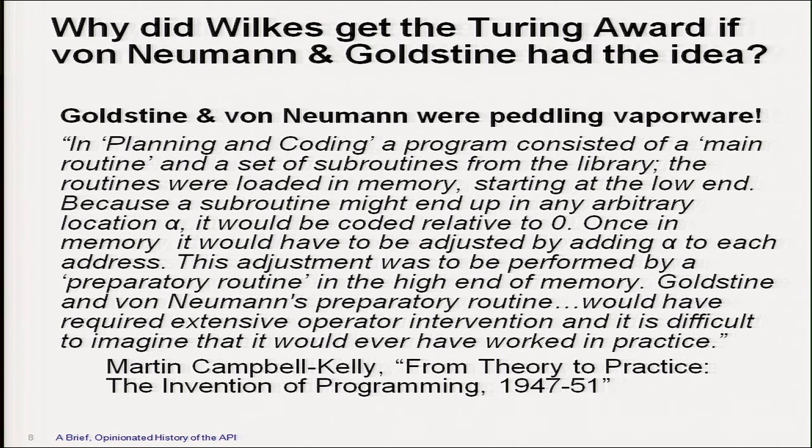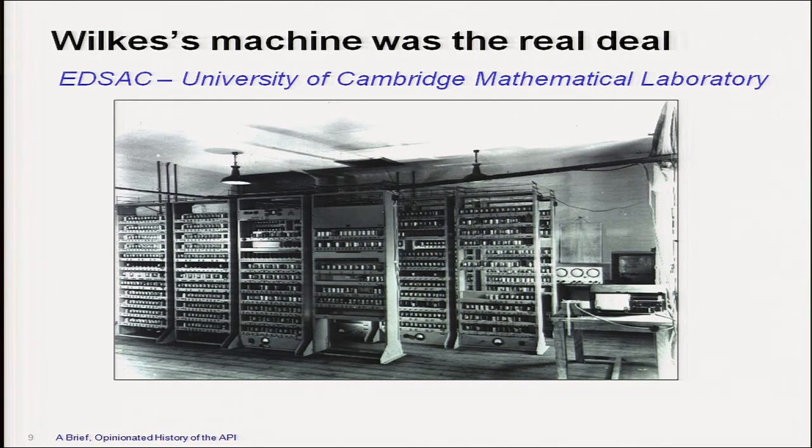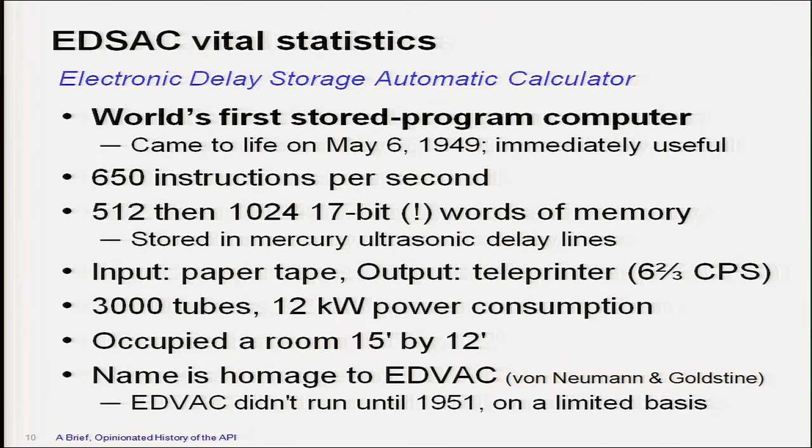So there you have it. They had a good idea, but they did not know how to make it work. Wilkes' machine, on the other hand, was the real deal. Here it is. It was, as I said, called EDSAC. It was built at the University of Cambridge at their mathematical library, and here are its vital statistics.